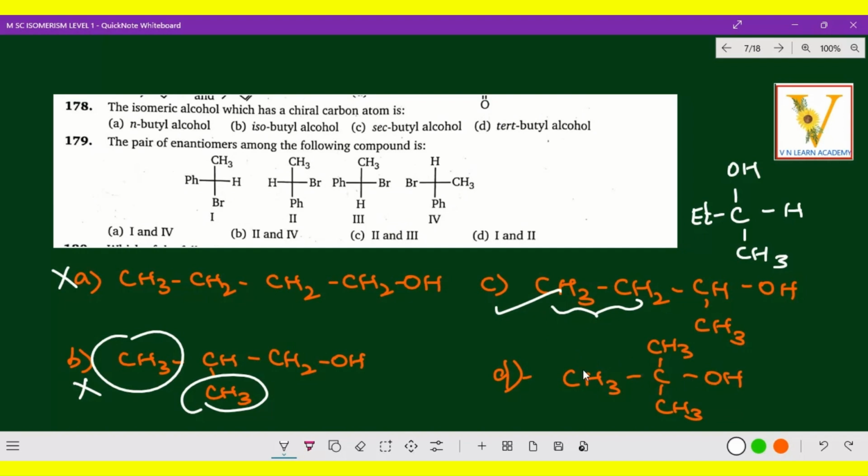Let me check this. So this is the same only. So everywhere it is the same. This is the only different one. So this also is not correct. So option C is the correct option. This option C is the correct option. I hope you got that clarity.